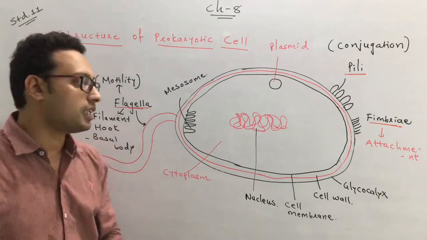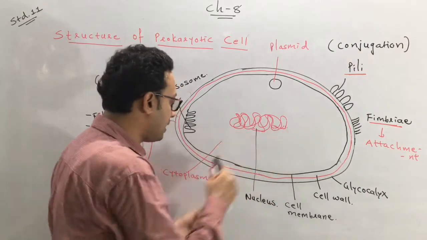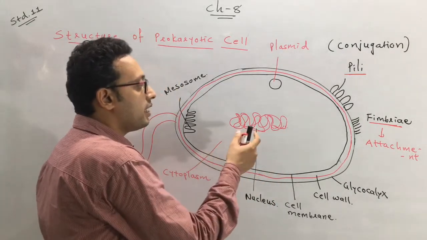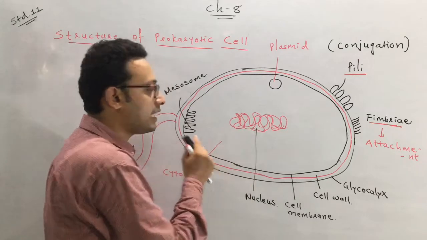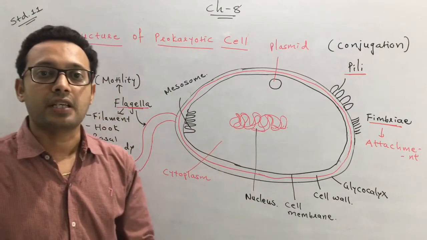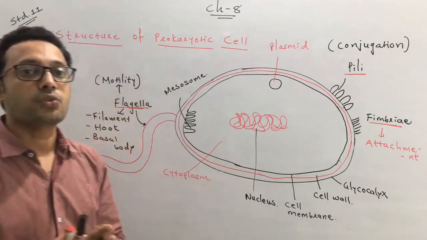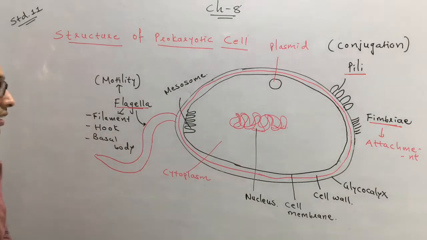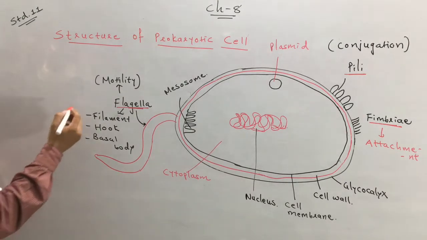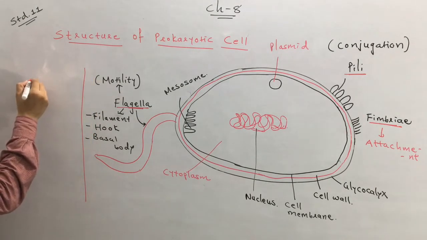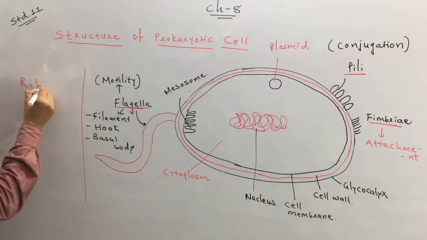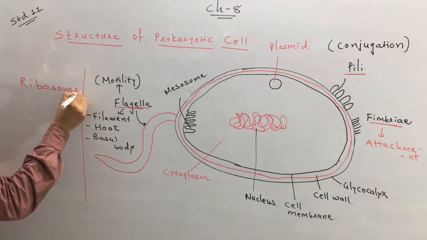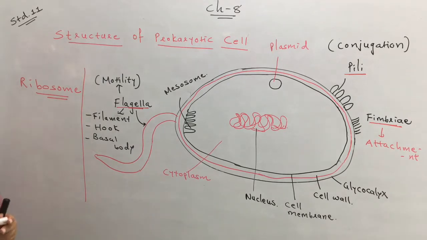Now we also have to discuss the components present in the cytoplasm. Cytoplasm means anything present between the nucleus and the cell membrane. So what does the cytoplasm of a bacterial cell contain? It contains ribosomes. Ribosome is the most important content you can find in the cytoplasm of a bacterial cell.